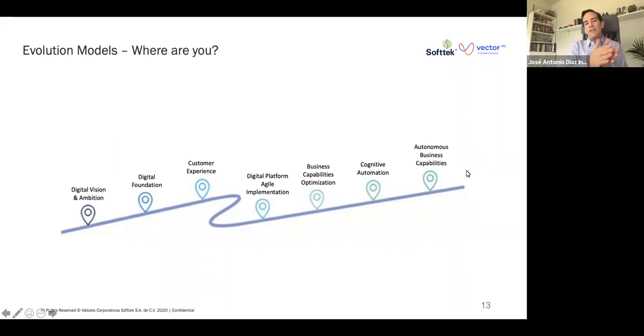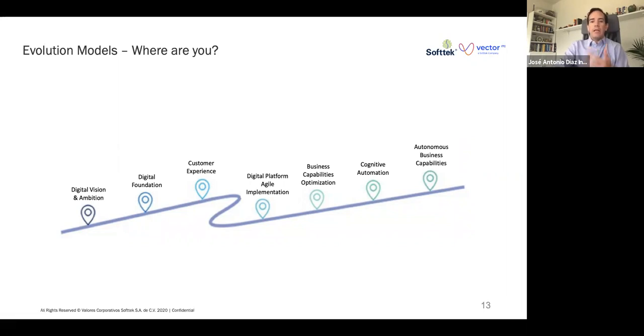So this is again an evolution model of things that we can help you with, but it's something that you have to see, where are you? Where am I? Am I still using Excel? Am I still using papers? Am I still sending invoices without using workflow? So by yourself, and once you look at the different evolutions, you have to see where are you as a company, and how can a vendor like Softec or Vector help you get to the next level. And maybe you cannot jump from a digital foundation to cognitive right now. There's a lot of blocks that have to be put. So that's something that we can definitely talk more about later.